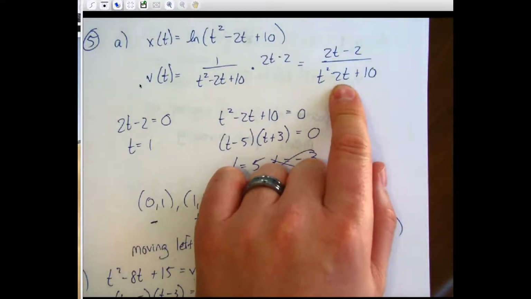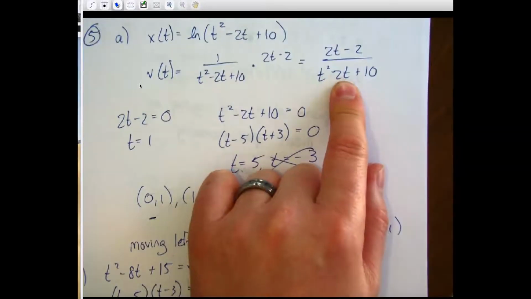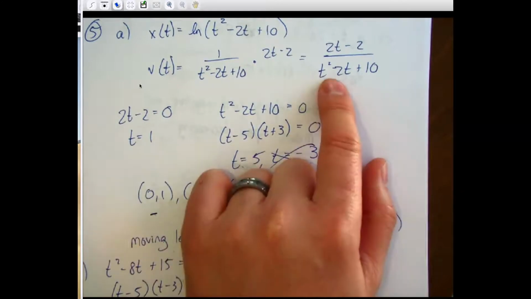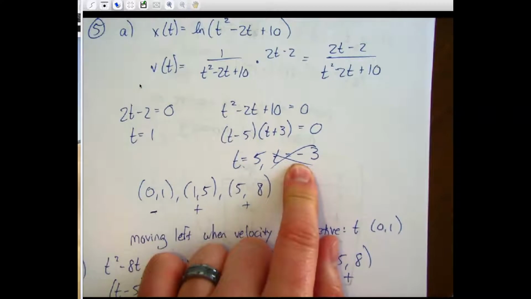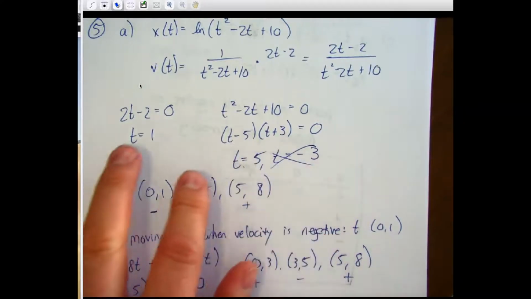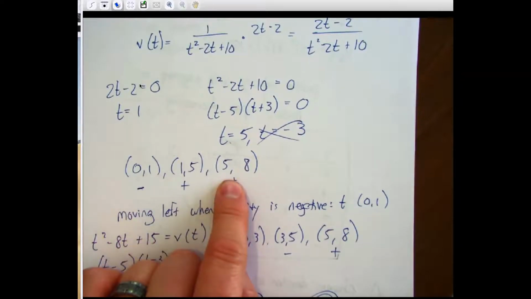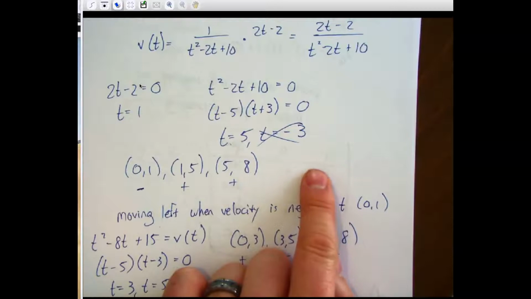So you got to find critical points. To do that, you set the top and bottom equal to 0. So setting the top equal to 0, I just get t equals 1. Setting the bottom equal to 0, I get t equals 5 and t equals -3. I'm not going back in time. So t equals 1 and t equals 5 is all I'm concerned about. I set up my intervals based on those. I'm not going into negative time. I'm not going past t equals 8.